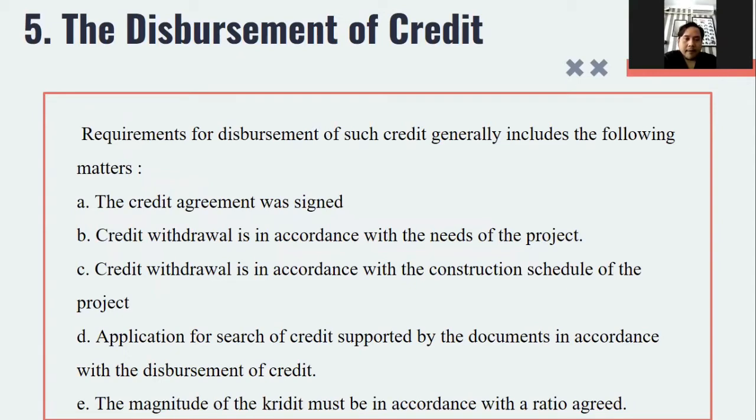Step 5. The disbursement of credit. Requirements for disbursement of such credit generally include the following matters. A. The credit agreement was signed. B. Credit withdrawal is in accordance with the needs of the project. C. Credit withdrawal is in accordance with the construction schedule of the project. D. Application for such credit is supported by documents in accordance with the disbursement of credit. And E. The magnitude of the credit must be in accordance with the ratio agreed. Next.